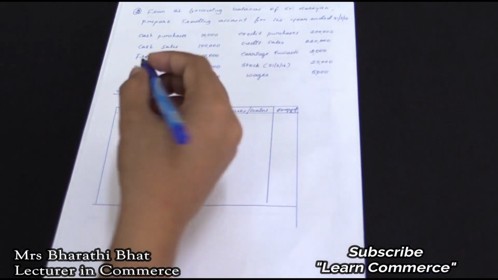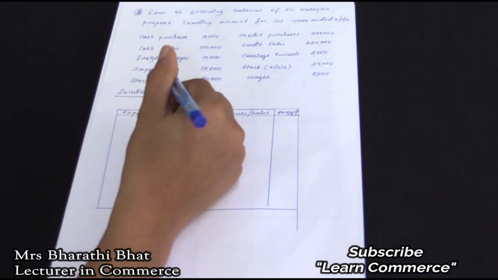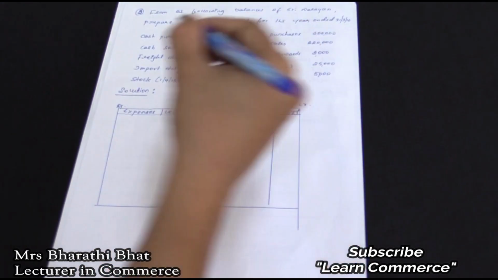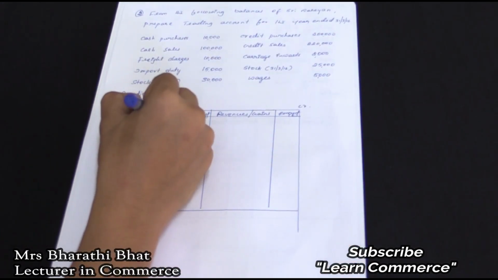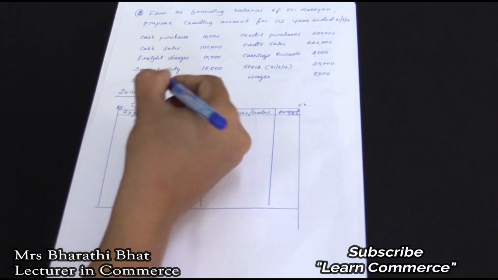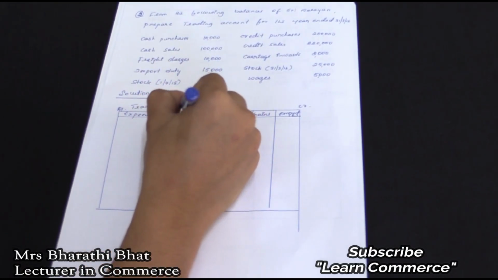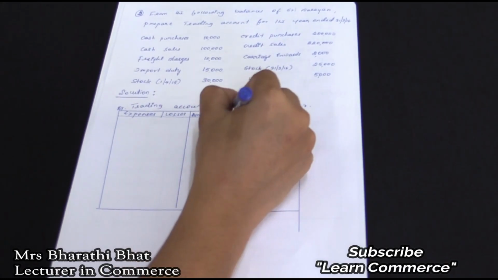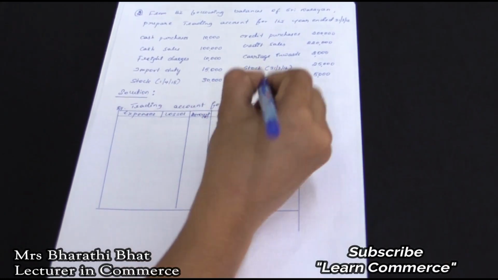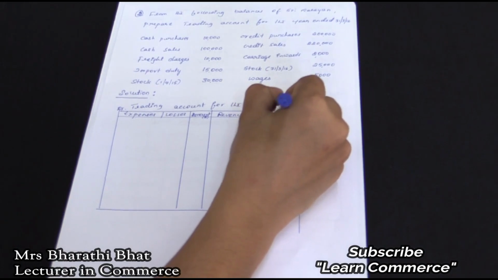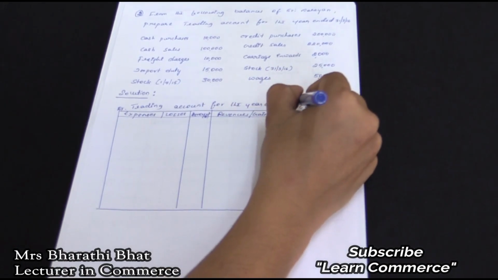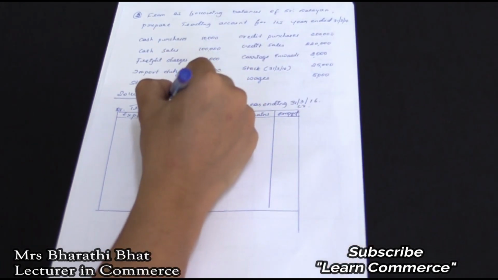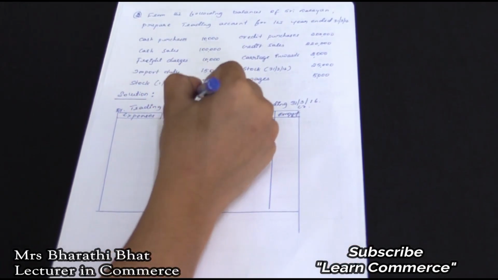Let's start the solution. So, write solution. Don't forget to write debit and credit. Then write heading trading account for the year ending 31st March 2016 and write Mr. Narayan.